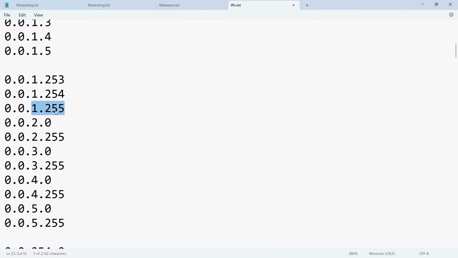Now after 255, again, this cycles back to 0, and this 1 now changes to 2. So you have 2.0, 2.1, 2.2, 2.3, 2.4, 2.5, goes up to 2.255. As you can see over here, there's a pattern forming.